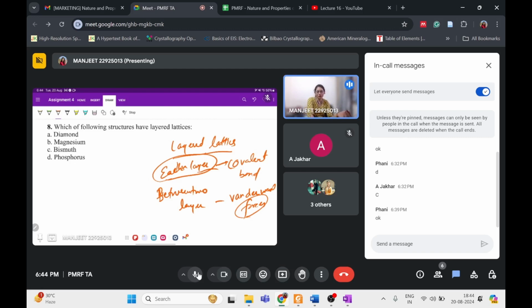So which one is the correct option for the layered structure? Diamond, magnesium, bismuth, or phosphorus. Which one is the correct one?